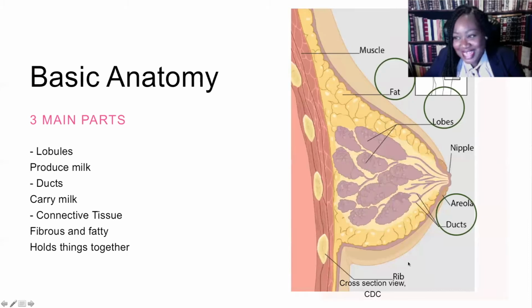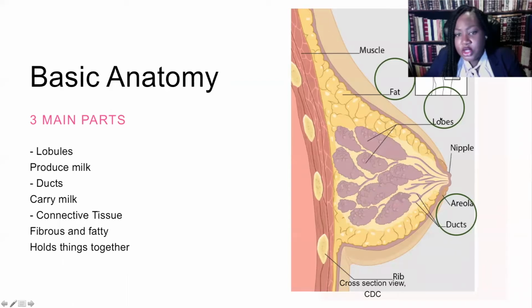So, basic anatomy. There are three main parts to the breast. We have lobules, ducts, and connective tissue. The question in the chat was, what's a lobule? Well, a lobule is a portion of the breast. The lobes have lobules, and these lobules produce milk. Then you have ducts. Ducts carry the milk from the lobules.